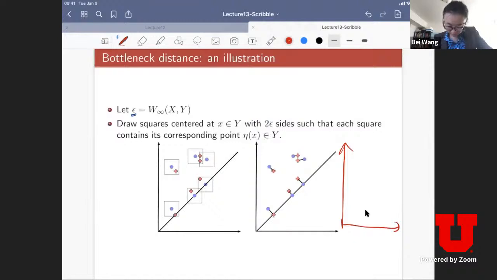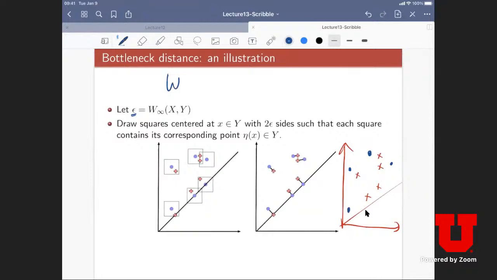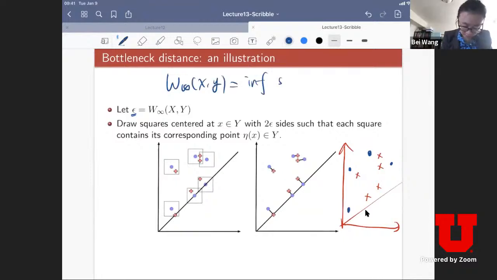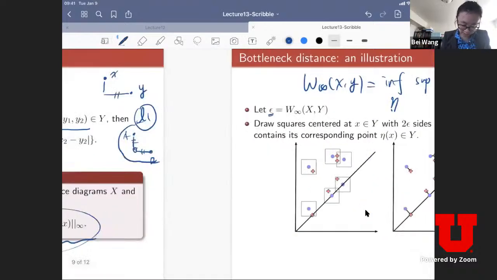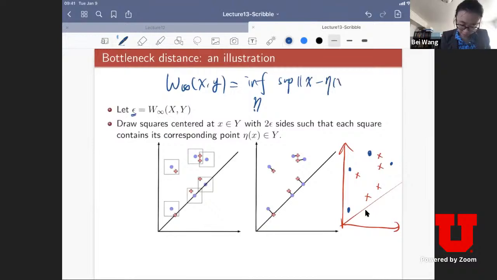Oh, I shouldn't use red, but let me just do it right now. The red persistent diagram has 5 points, and the blue persistent diagram has 4 points. Now, remember, I need to create a bijection, and the bottleneck distance is an inf sup, so a min max, over all possible matchings, looking at the sup of the matched points. If I fix a particular matching, I look at the worst case pairwise distance, and then I look at all possible matchings to minimize it.